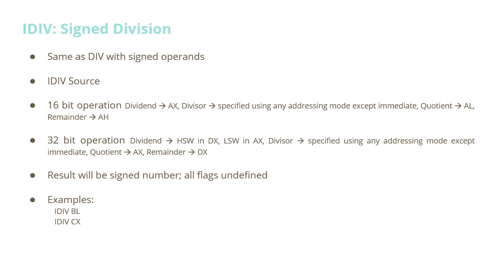The examples of this instruction are given here. The first example is IDIV BL, where the contents of the AX register are divided by the contents of the BL register and the resulting quotient will be present in AL and the remainder in AH. Next is IDIV CX, which is a 32-bit operation. Here the divisor is in CX, the dividend will be in AX and DX, that is, LSW in AX and HSW in DX, and after the execution of the instruction, the quotient will be present in AX and the remainder will be in DX.